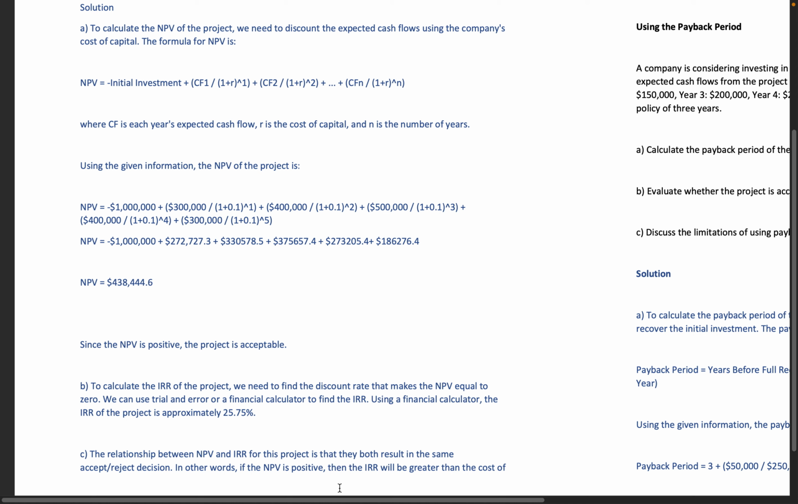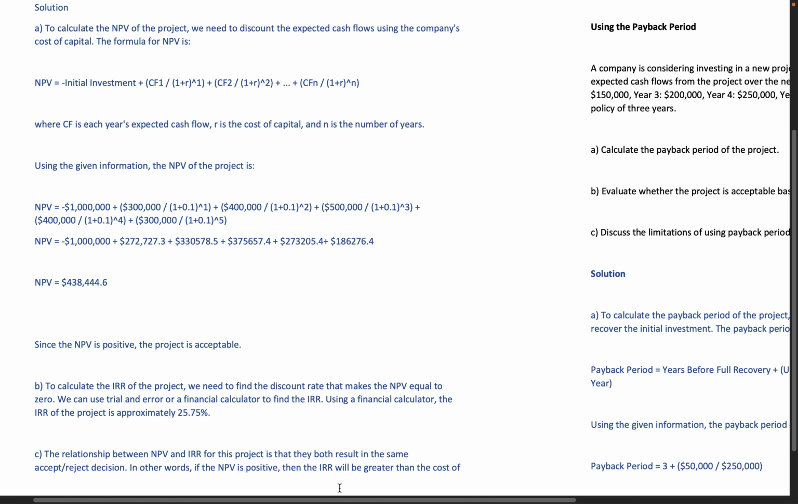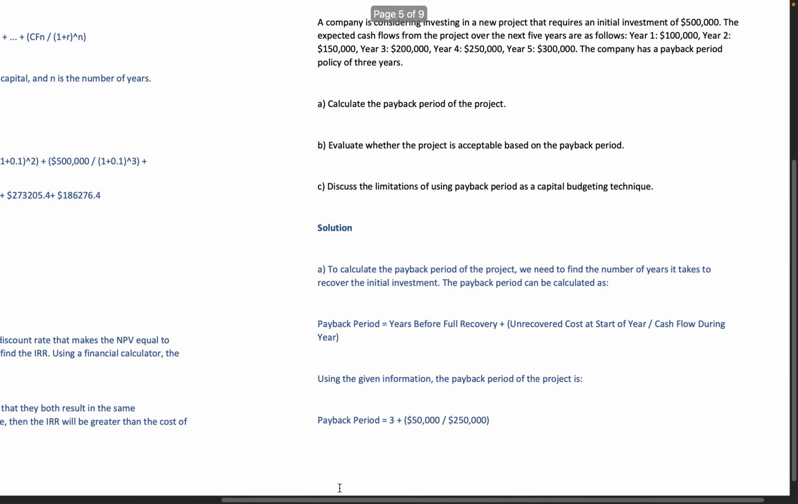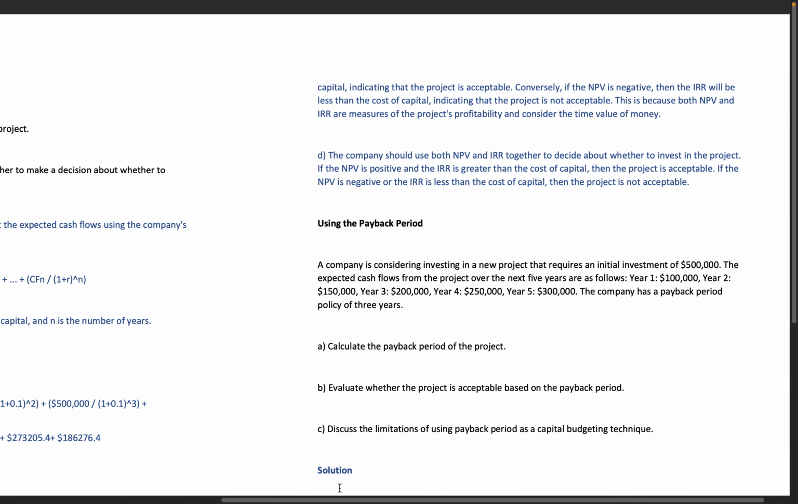The relationship between NPV and IRR, they both give you the same accept/reject decision. So that's pretty good. If the NPV is positive, that means the IRR will be greater than the cost of capital. Remember, it's when the NPV is 0 that the IRR equals the cost of capital. So it's fairly straightforward. If the NPV is negative, your IRR will be less than the cost of capital, meaning that the project wouldn't be acceptable.